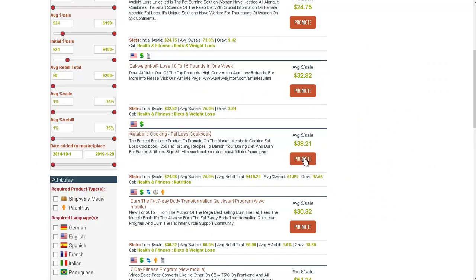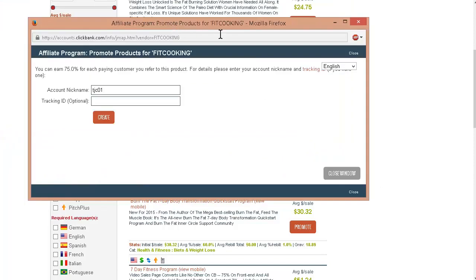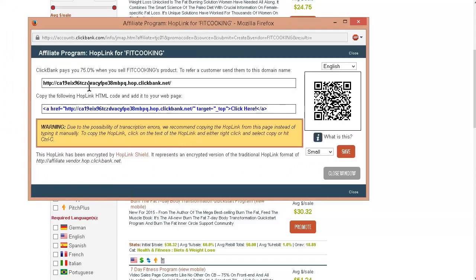Okay, so what you need to do is sign up for a ClickBank account. Now, I'm not going to go over that. I mean, it's very simple. You just sign up, okay, and that's it. Once you sign up, you'll have an affiliate ID, and all you do is go into promote. Okay, and a little window comes up like this, and then you just put your affiliate ID in here and create. Okay, and this is going to create an affiliate link for you.